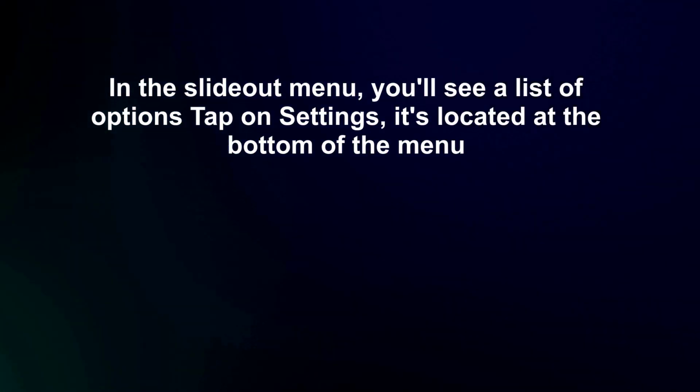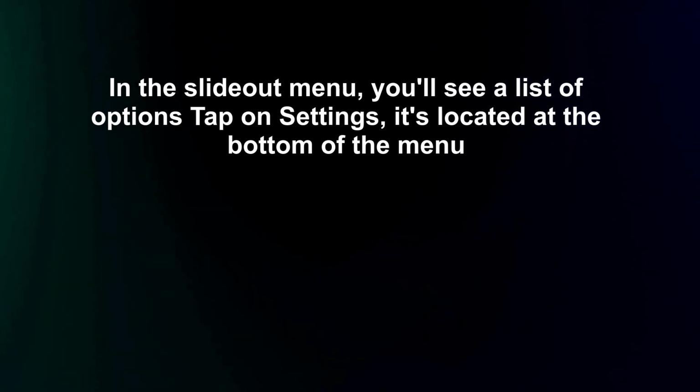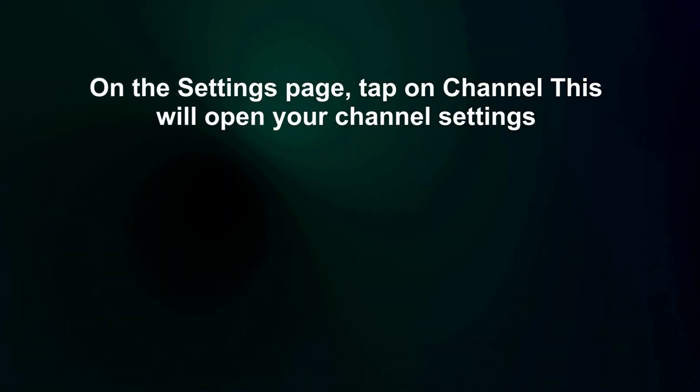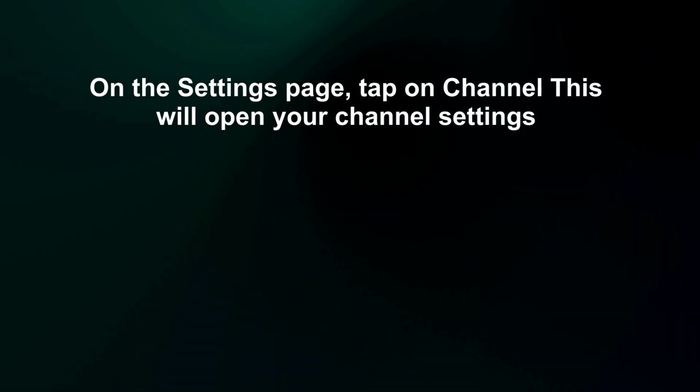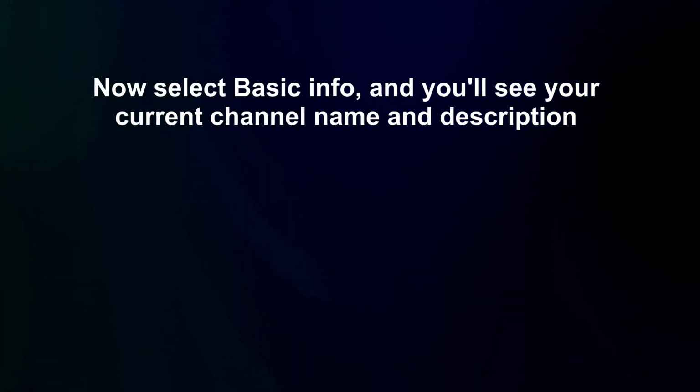In the slide out menu, you'll see a list of options. Tap on Settings. It's located at the bottom of the menu. On the Settings page, tap on Channel. This will open your channel settings. Now select Basic Info, and you'll see your current channel name and description.